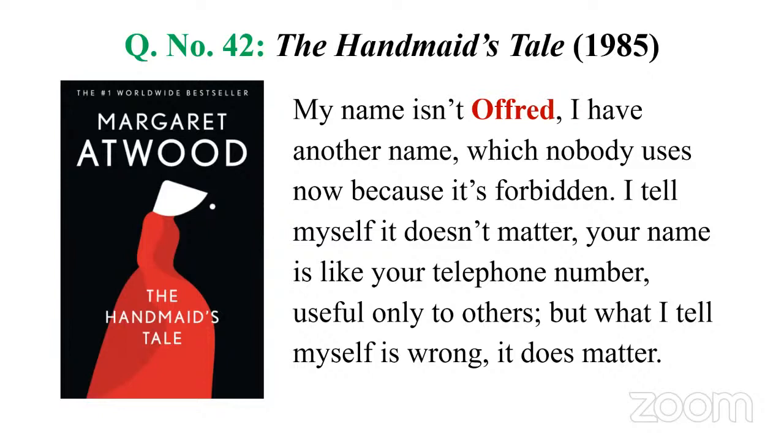My name isn't Offred. I have another name, which nobody uses now because it is forbidden. I tell myself it doesn't matter. Your name is like your telephone number, useful only to others. But what I tell myself is wrong. It does matter. Okay. So this entire novel centers on this main character, Offred. And recently, Margaret Atwood came up with a sequel to this work, The Testaments, which also won the Booker Prize.